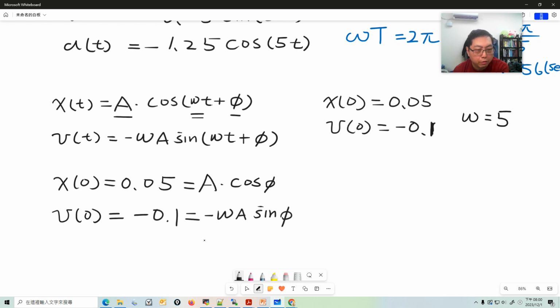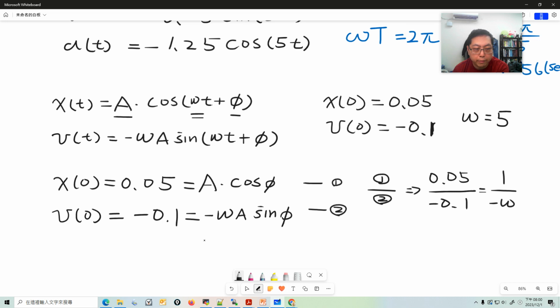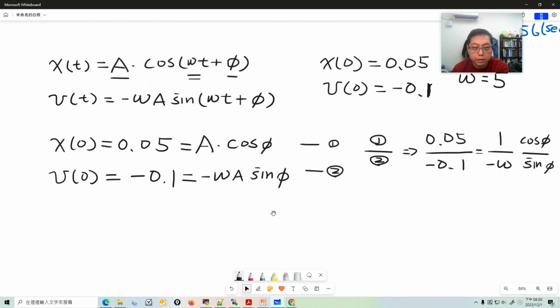No. Oh, okay. So we have these two equations. We let that 1 divided by 2, and what will happen? 1 divided by 2, I will have 0.05 over minus 0.1, which equals minus omega 1 and sine phi over cosine phi. Okay, so can we get the information from here?